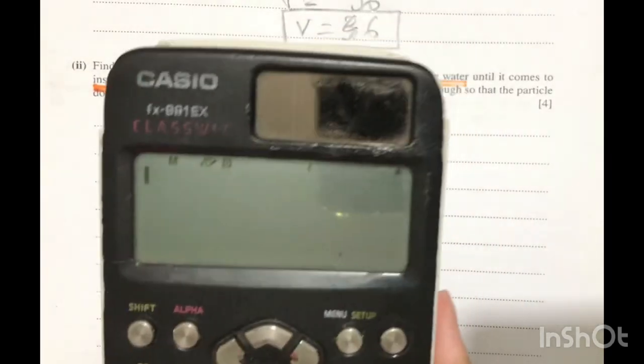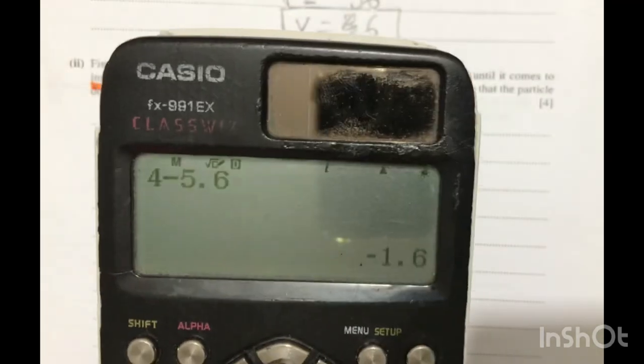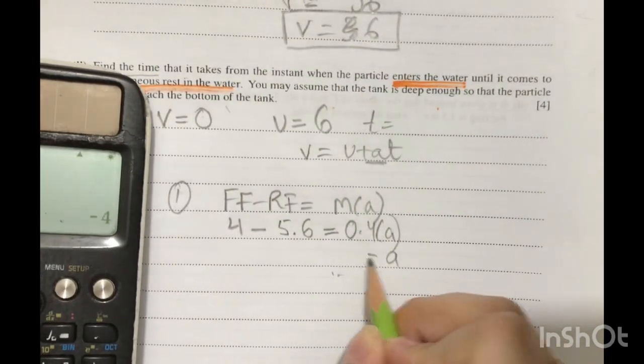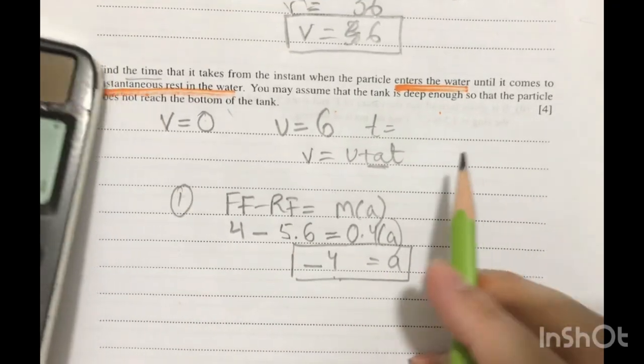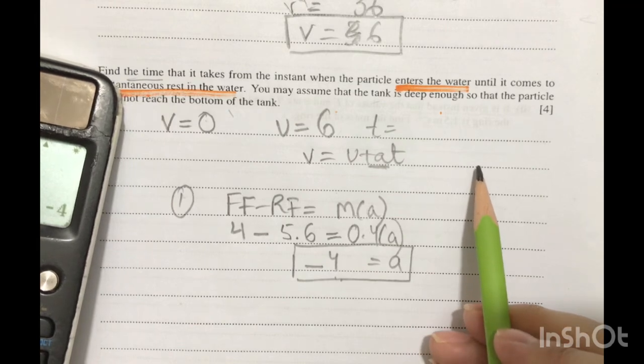And then we divide this by 0.4. So the acceleration is minus 4, which is true and logical, since as the particle will be moving down in the water, the speed of it will slow down.